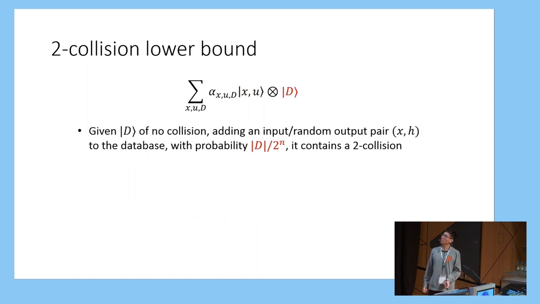So now our task becomes to bound the probability of D containing a collision. Given D with no collision, adding an input and a random output pair to the database, with probability at most d over 2 to the n, it contains a two collision. And we know that the size of the database is bounded by the number of queries.